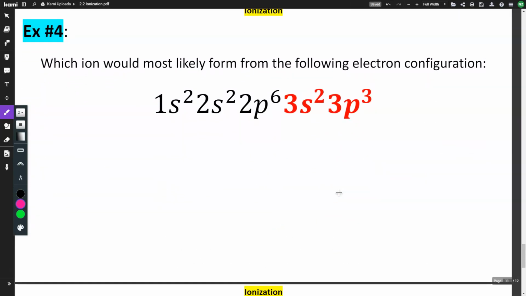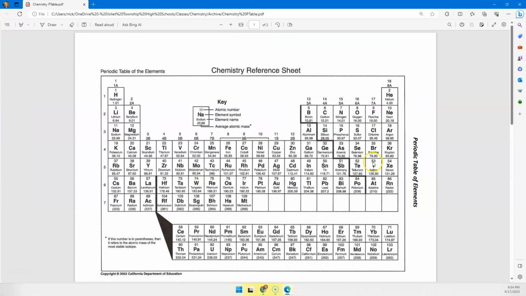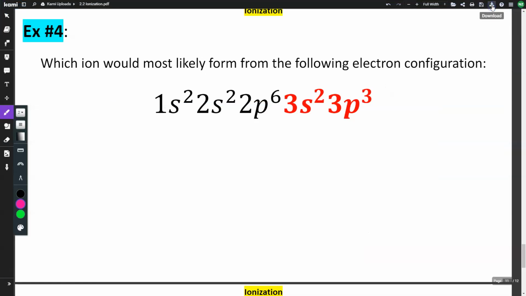Here it said, which ion would most likely form the following electron configuration. Okay, so let's see, we have 2, 2, 6, 2, 3, which is 15. So if we go and find 15 on the periodic table, that is phosphorus. Phosphorus has 5 valence electrons, and you can even see that in the electron configuration here: 2 plus 3 is 5. And to get to 8, it needs to gain 3. So if I gain 3 electrons, my charge will be -3.